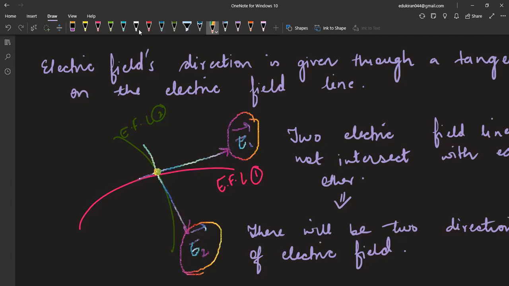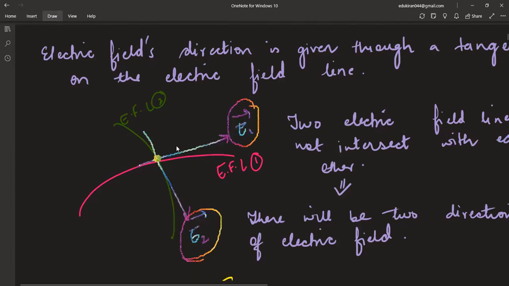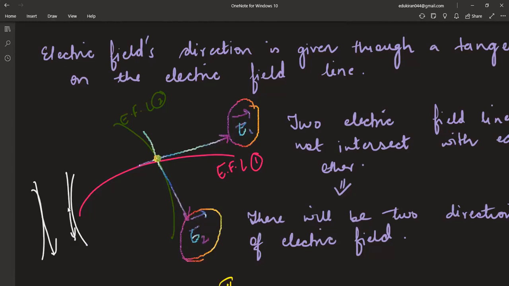There has to be only one electric field in your system. If 2 electric fields intersect, they will give you 2 different directions of electric field like this. One direction here, one direction here. That's why 2 electric field lines can never intersect with each other. They have to be at a separation so that their tangents also never meet. And for the same electric field line, you do not have 2 directions. That's because at a single point 2 electric fields are present, which is physically impossible.